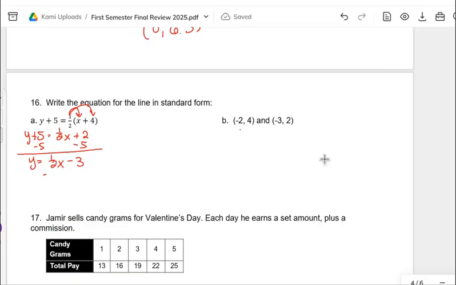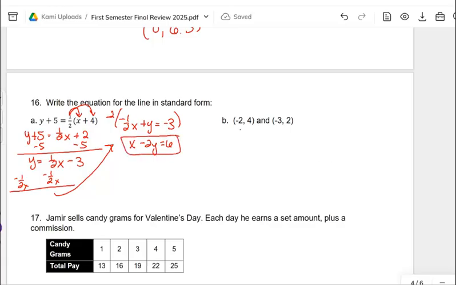Then I'm going to subtract the 1/2 x from both sides because I need it to be ax plus by equals c. So when I do that, I have -1/2 x plus y equals -3. I cannot have a fraction in front and I can't have a negative in front. So I'm going to multiply by negative the denominator, which is 2. So that's going to give me x minus 2y equals 6. And that's standard form. For b, you have to first find the slope and then put it in slope-intercept and so on and so forth.